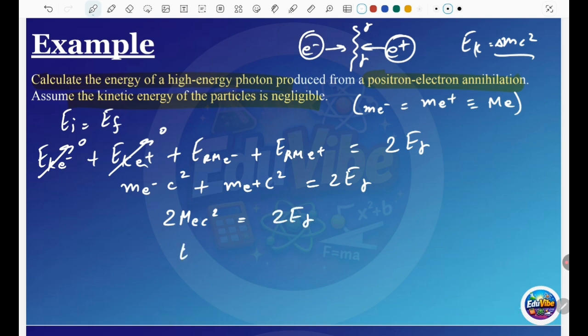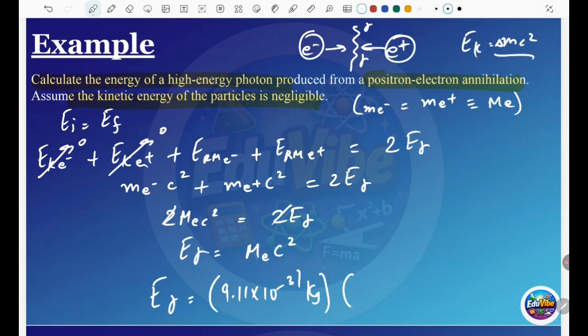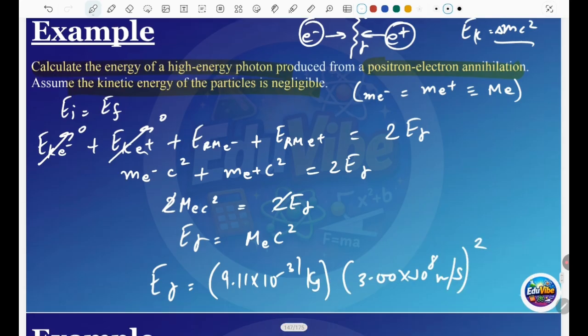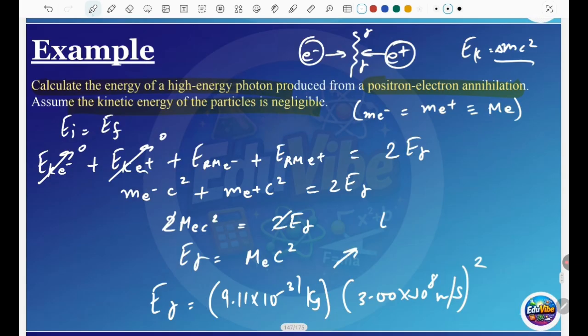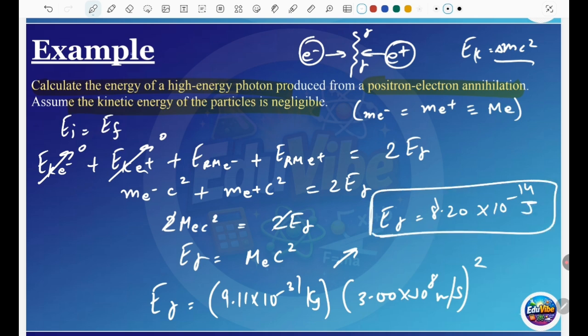So the energy of one photon, when you cut the two, is M c squared, where M is the mass of the electron. You can put the values in now. The mass of the electron is 9.11 times 10 raised to minus 31 kg, and c squared is (3.0 times 10 raised to power 8 meters per second) squared. When you calculate this, you get 8.20 times 10 raised to power minus 14 joules. This is the energy of the photon you have to calculate.